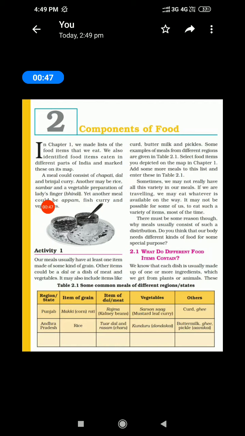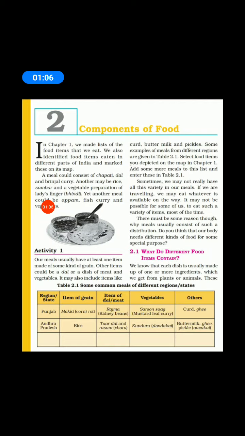Listen, a meal could consist of chapati, dal and brinjal curry. Another may be rice, sambar and vegetable preparations of ladies' fingers. Yet another meal could be oppam, fish curry and so on. Okay, all of you listen. The first activity.